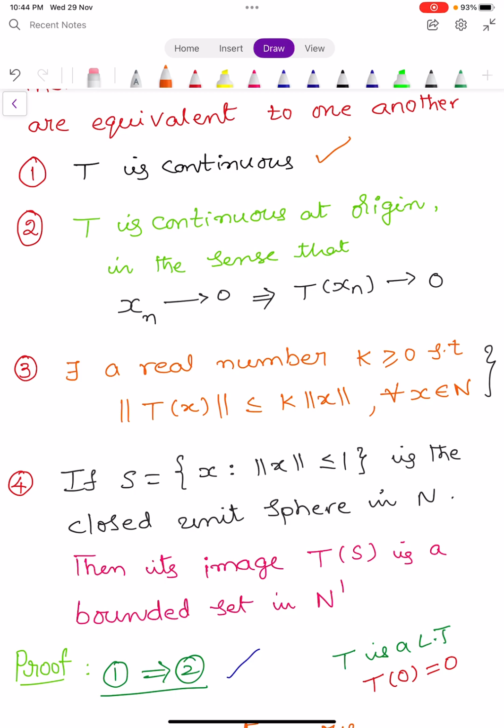T is continuous if and only if T is continuous at the origin, if and only if T is bounded, if and only if the images of a closed sphere, the unit sphere, are also bounded in N dash. These four conditions are equivalent to one another whenever T is a linear transformation.